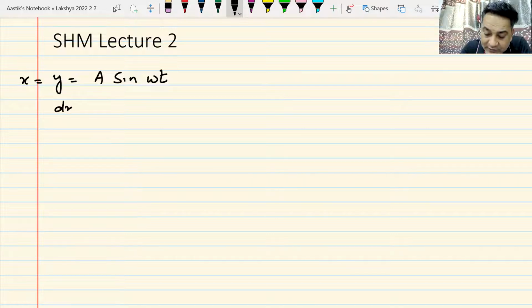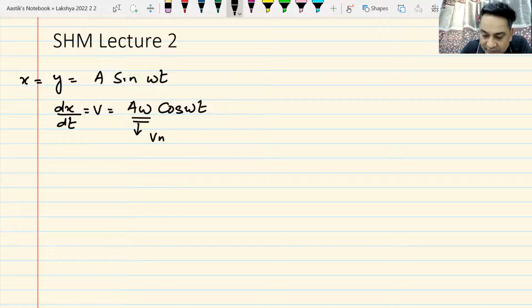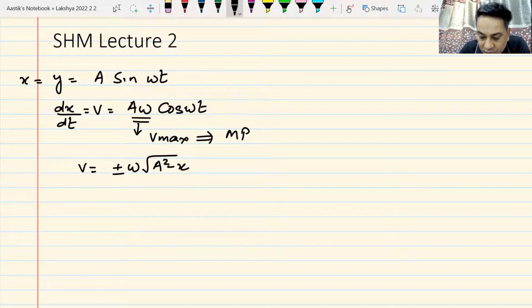If I differentiate this equation with respect to time, do you remember this? We get the velocity A omega cos omega t. Here this A omega is known as maximum velocity, and this is the maximum velocity that happens at the mean position. Do we recollect it? Yes, sir. We can also write this V as plus or minus omega into root over A square minus X square. Do we remember this? Yes. We'd also seen that the graph between V and X was an ellipse.